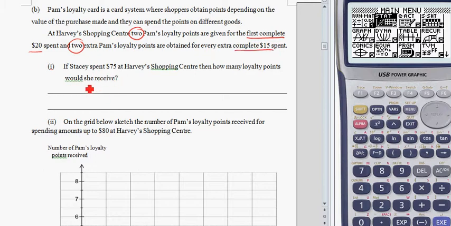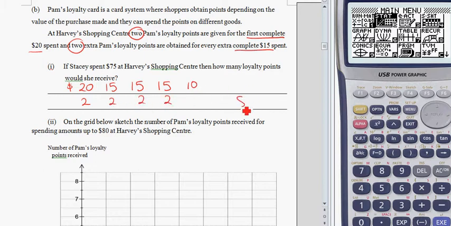Stacey spent $75, so let's break it up. The first $20 she spent, she'll get 2 points, plus 15 would be 35, plus another 15, plus another 15. Let's think about that, 3 15s are 45, 65, so that's 65 so far. She spent 75, so she spent another 10.